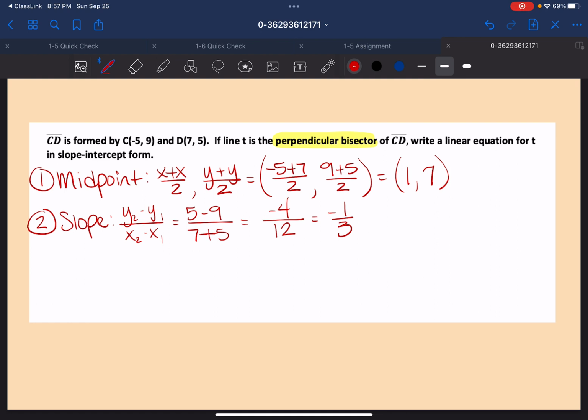But because we want the perpendicular slope, go ahead and make yourself a note, we have to do the opposite reciprocal. So we're going to flip it and change the sign, which means our slope that we're going to use is 3. So now we're kind of back to where we were on the last two problems, where we have a point and we have our slope. Third step is to go to point-slope form. So now we can find our perpendicular bisector.